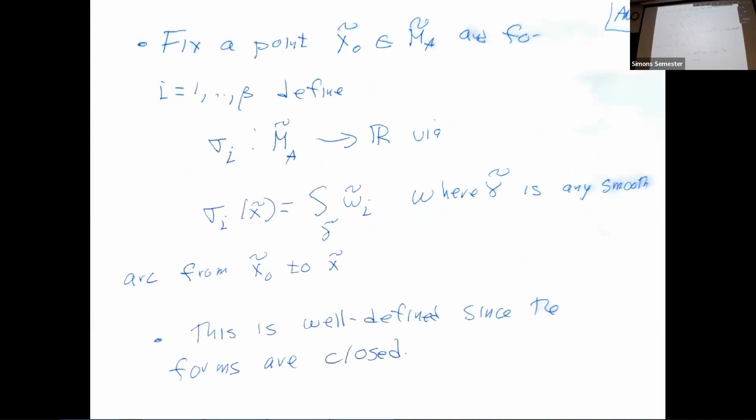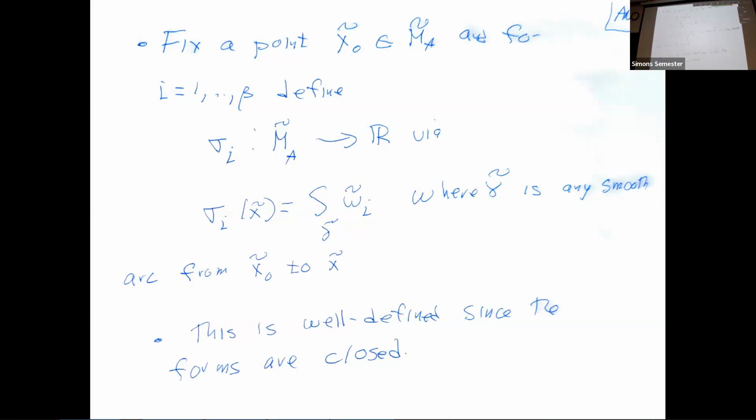And how you define that is you pick a base point. You pick a path from your base point to your given point. You integrate the form along that path. And so it's a smooth arc from x0 to x1. Now you have to worry, is this well defined? What if you chose a different arc? But the universal abelian cover is exactly the one where lifts of closed forms make this thing well defined. So for each i, you get such a map from the universal abelian cover.